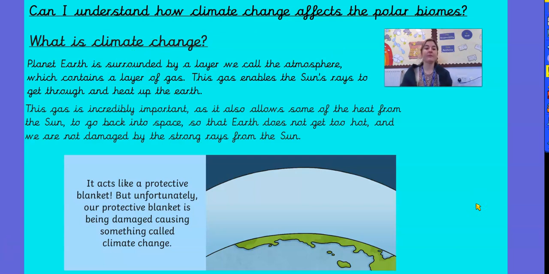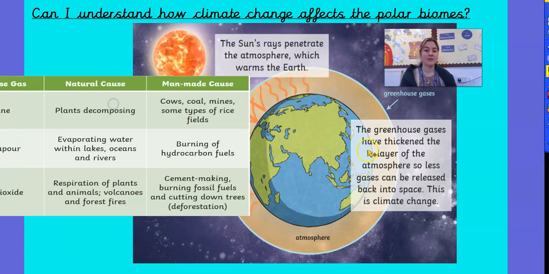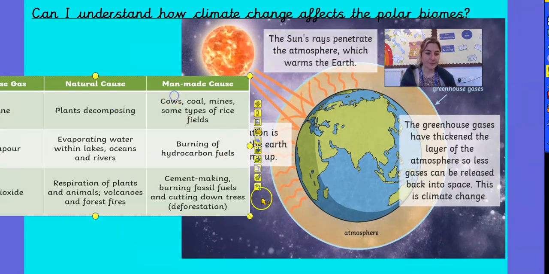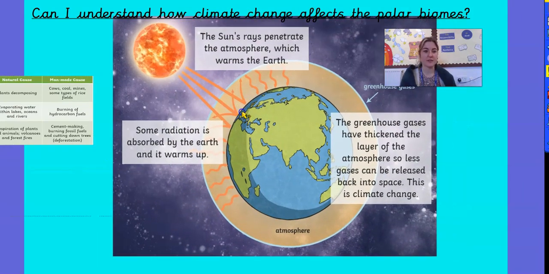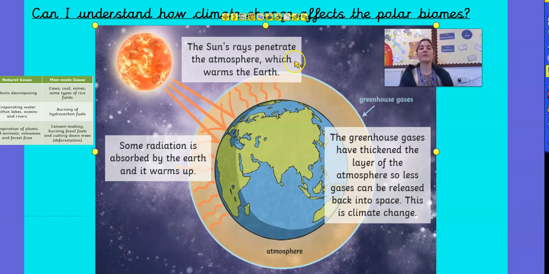Fortunately, this protective blanket, the atmosphere, is being damaged by something called climate change. And we're going to have a look at that now. Let's just have a look at this picture first, because I think it's a really good way to show you how climate change works. So we've got our atmosphere here, which is surrounding the Earth like a little blanket. It's a bit like my scarf that I have got on now.